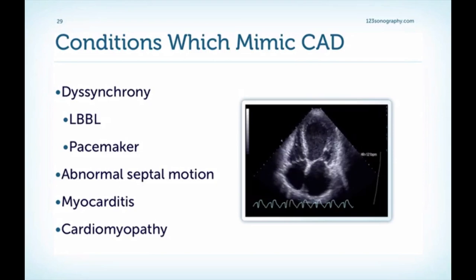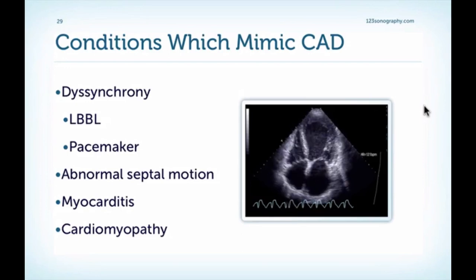There are a number of conditions which can mimic coronary artery disease, either because there is a regional wall motion abnormality due to another cause, or because it appears as if the patient has a regional wall motion abnormality. This is the case, for example, in patients who have dysynchrony. Dysynchrony is usually the result of a left bundle branch block or pacemaker. This is an example of a patient with left bundle branch block, and if you look at the apex or the apical segments, you might have the impression that the patient has regional wall motion abnormalities there. However, the septum is just asynchronous and biphasic.